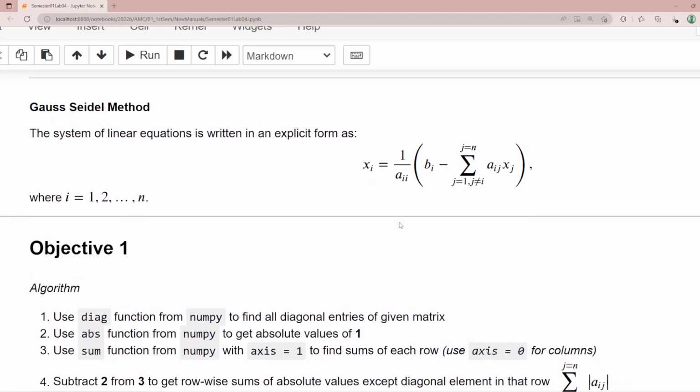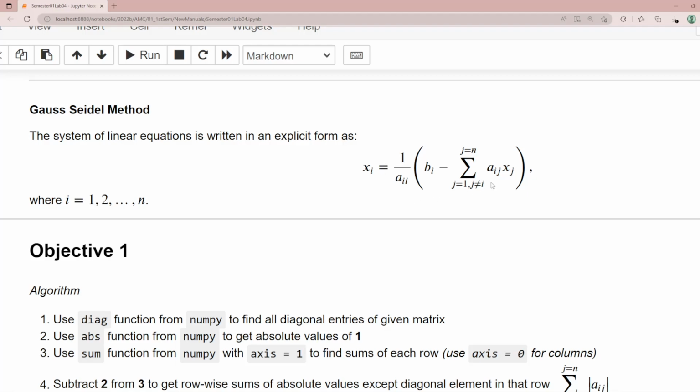Okay, and then we use this explicit form. First of all we write down the explicit forms of all the variables, and then we take an initial value of all the variables together and use this explicit form expression to obtain the next iterates.